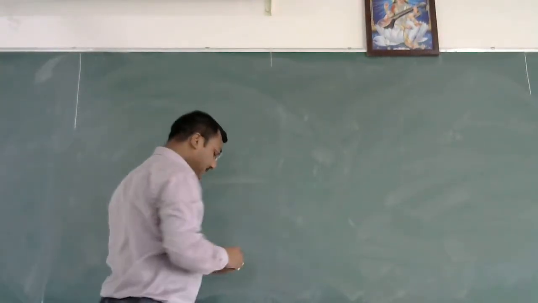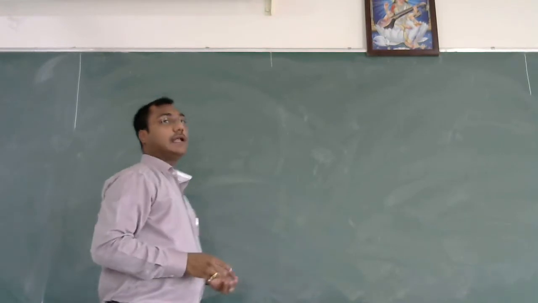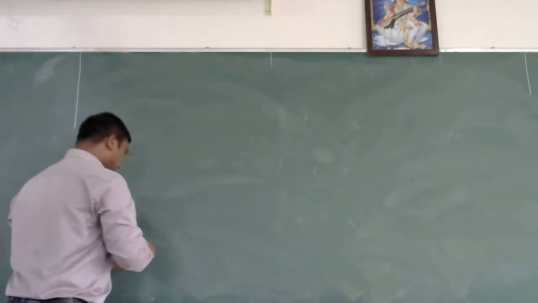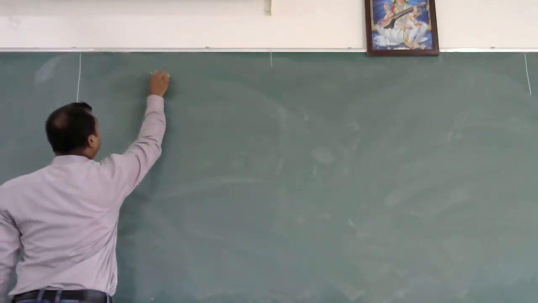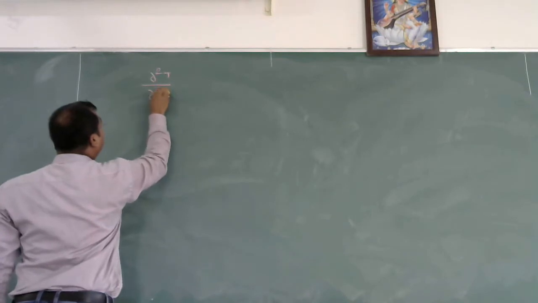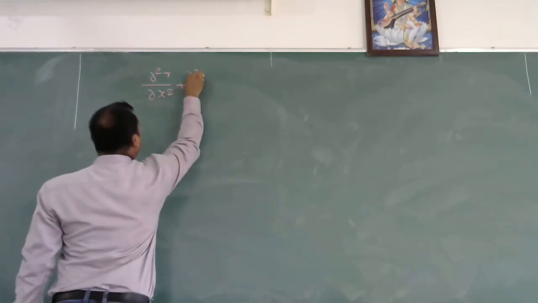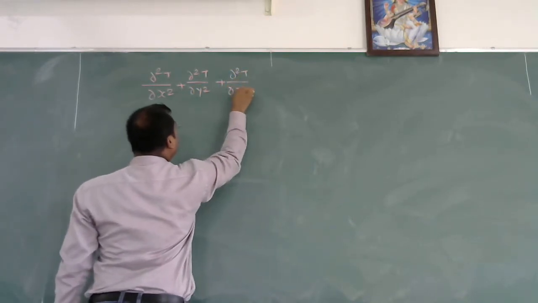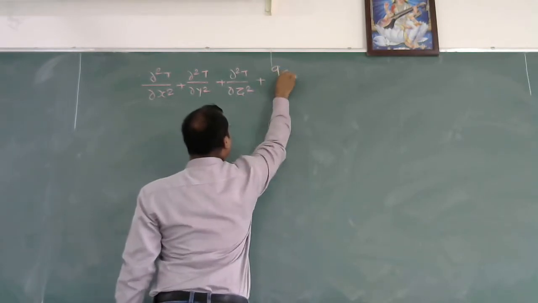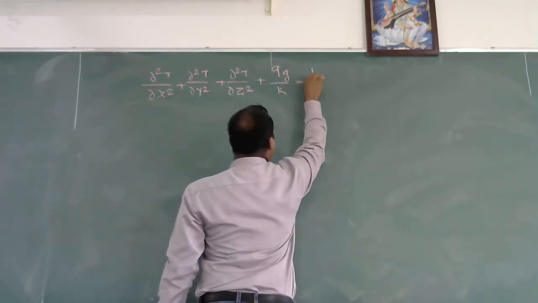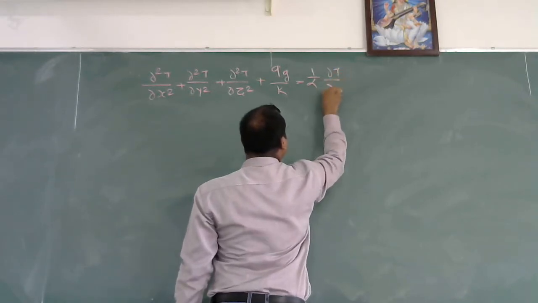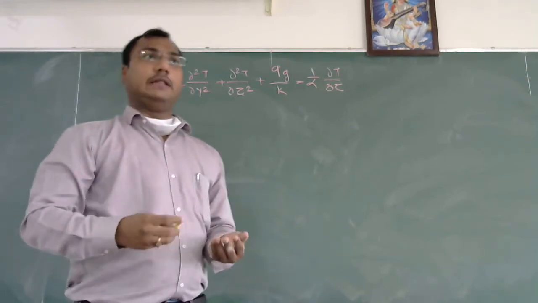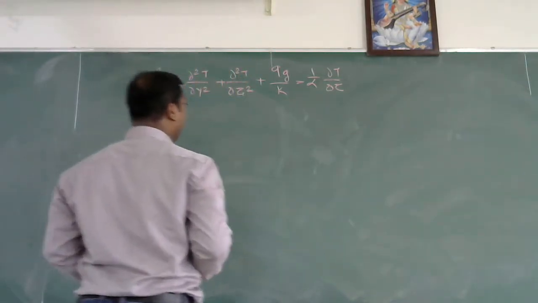Okay, now let us see how we can apply the generalized heat conduction equation to solve a variety of problems. If I write the generalized heat conduction equation, this is del 2T by del x squared plus del 2T by del y squared plus del 2T by del z squared plus Qg by k is equal to 1 upon alpha del T by del tau. Now this is that equation which we already have seen, the generalized heat conduction equation in the Cartesian coordinates.